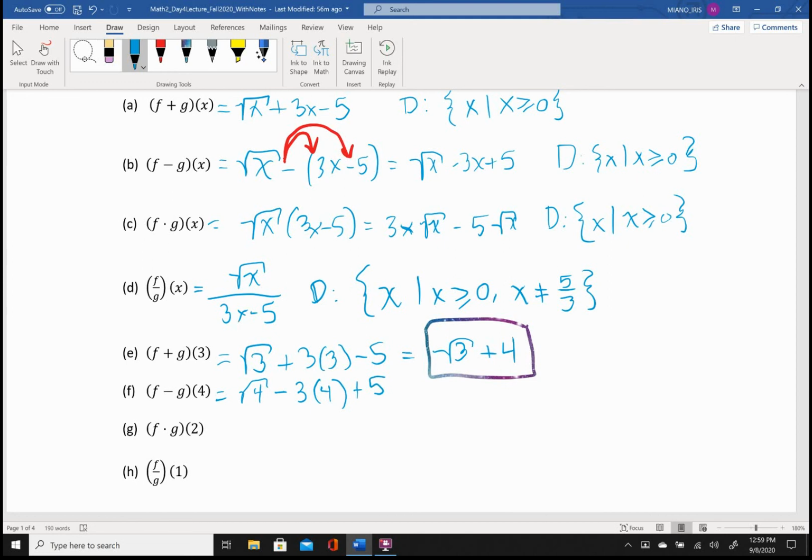Yes, we take the right version of this. Those signs did indeed change. And we will have, well, the square root of 4 is a 2, minus 12 plus 5. So that'll be negative 10 plus 5, which is negative 5. That's our final answer there.